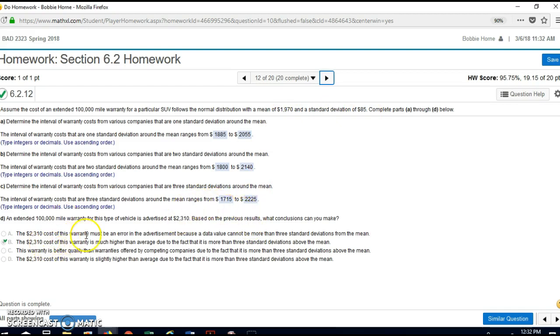So, what if the warranty costs $23.10? Well, if you look, $23.10 is above this, and this is 3 standard deviations. It's very rare to be more than 3 standard deviations from the mean. So that's why we would say, due to the fact that it is much higher than average, because it's more than 3 standard deviations from the mean. If it was 1 or 2, then it would be a reasonable price, a little bit higher, but 3 means it's much higher. It's not very normal.